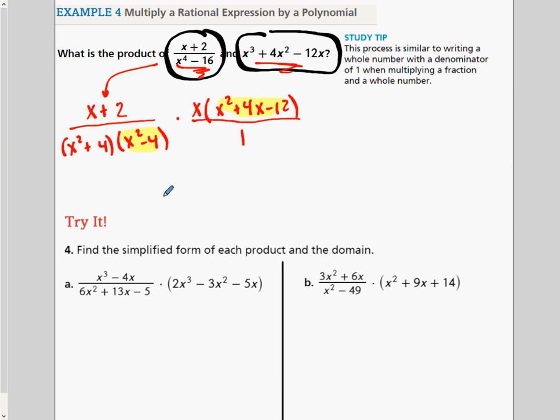So let's keep going with this. And we'll leave the top x plus 2. On the bottom, we have x squared plus 4. This guy right here, x squared minus 4, that's the difference of squares. That's going to be x plus 2 times x minus 2.